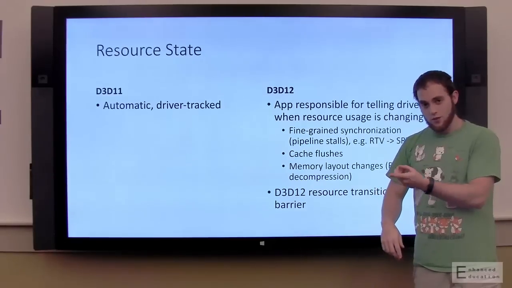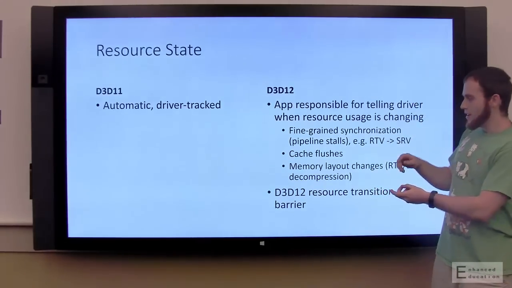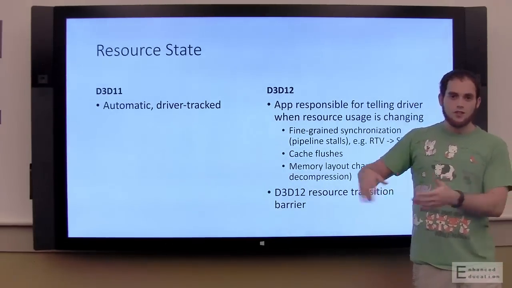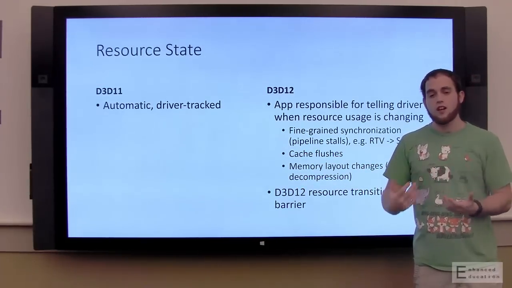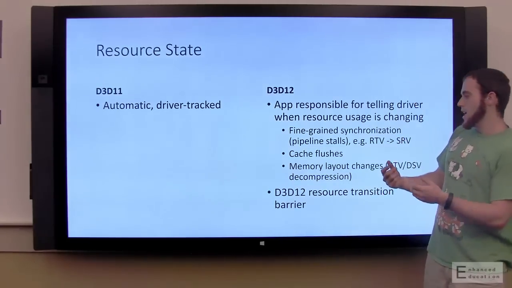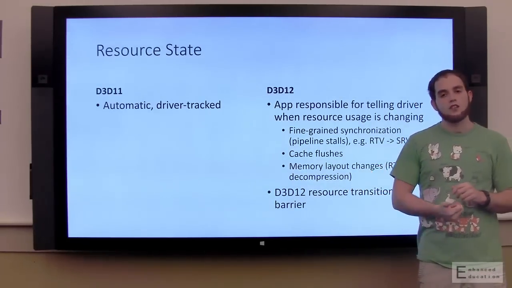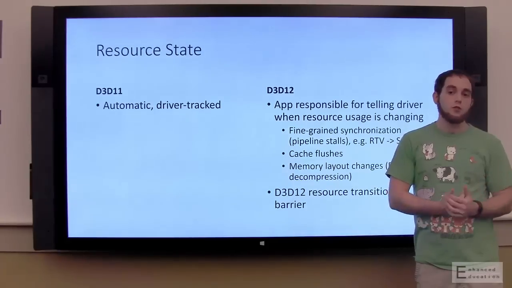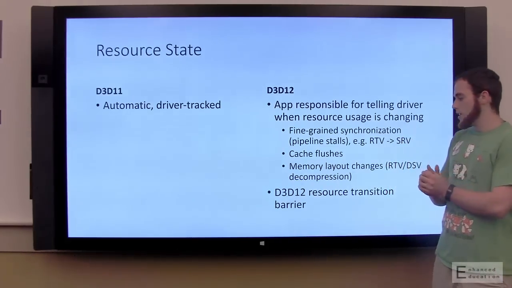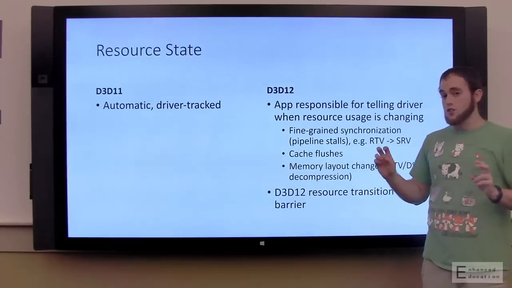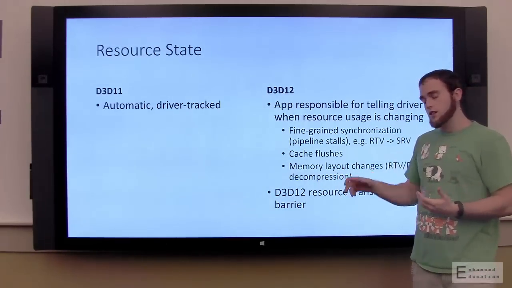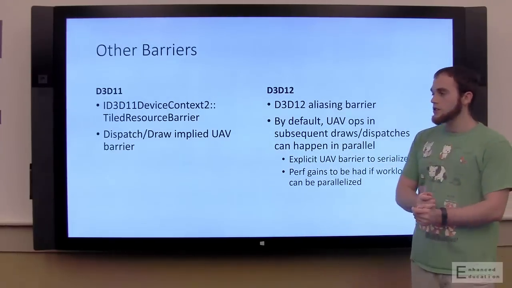So synchronization is one reason for resource barriers. Another is cache flushes. You need to flush output caches and invalidate input caches to make sure you're getting the most correct data into your resources. And there's also going to be some memory layout changes as well, such as render target or depth stencil compression. Additionally, this all corresponds to the D3D12 resource transition barrier, so this is state transitions. There's other kinds of barriers.